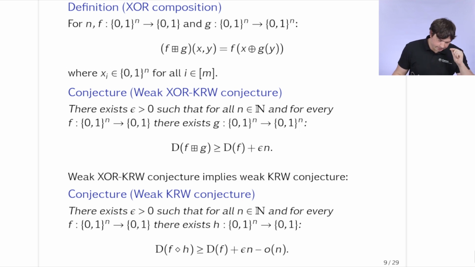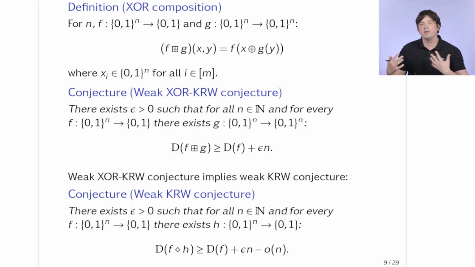But it turns out that you don't need the whole power of that to prove what we are trying to do today. So instead I will be talking about only the weak XOR-KRW conjecture, and if you're interested in more details about the general version, please check the paper. But yeah, so the XOR composition, we have two functions. One is from n bits to 1 bit, the other one is from n bits to n bits, and we have this XOR composition where we just apply f to the entry-wise XOR of x and g of y. So it's rather simple construction.